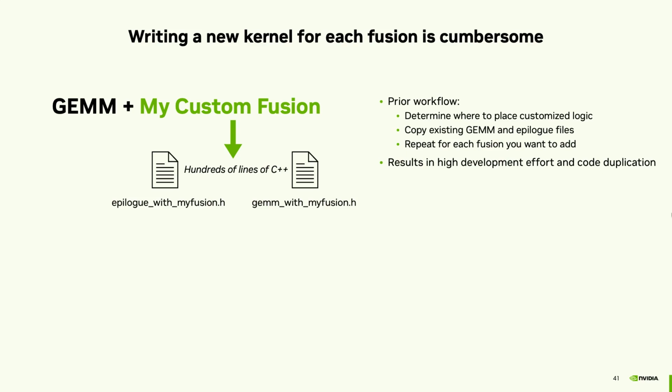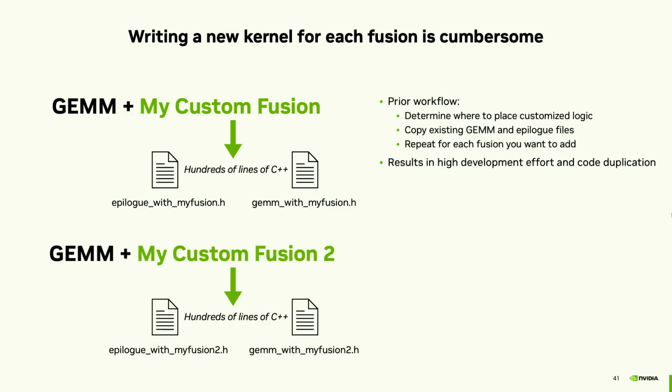Unfortunately, writing customized fusions in CUTLASS prior to the abstractions I'm about to describe was a cumbersome process. Doing so typically required one to have significant expertise in CUTLASS's existing optimized epilogue loops so that they could determine where they should place their custom logic. Once one had figured this out, they would then need to make copies of CUTLASS's epilogue and GEMM files in order to target their new epilogue. Overall, this required hundreds of lines of C++. Making matters worse, this same process would need to be repeated for every additional epilogue that one wished to experiment with. Overall, this led to a slow iteration cycle for trying out new epilogues.